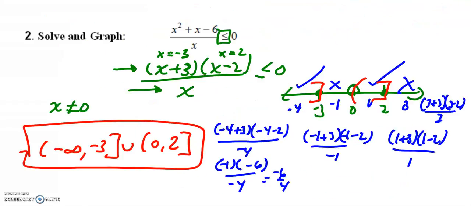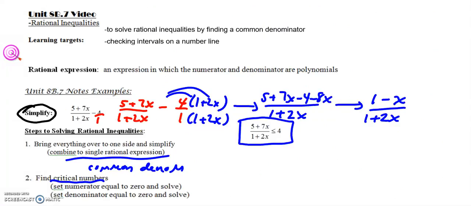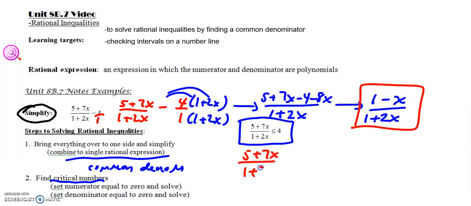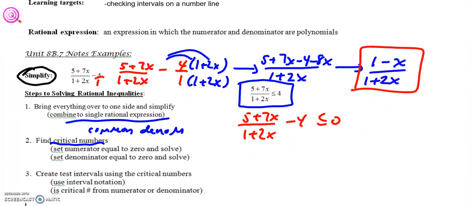Now, if you would like to try one more on your own, there was a problem at the beginning that we already found the common denominator for. If you're interested, what you'd have to do is move the 4 over. And we already found what the common denominator is. We already did this up here. So this can be replaced with 1 minus x over 1 plus 2x is less than or equal to 0. If you would like to pause the video and try this one as well, I will be back with my answer in a minute or two. So please pause now if you'd like to try this one as well.